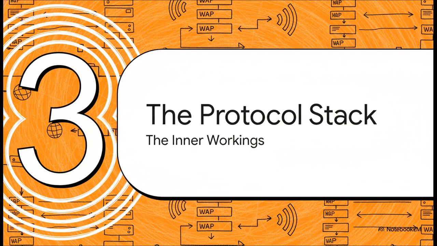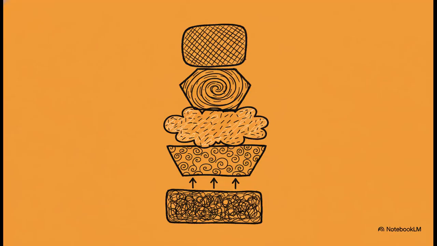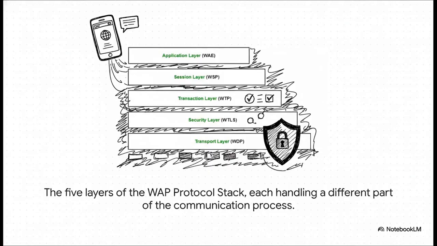Okay, now that we've got the big picture, let's zoom in even closer. We're going from the overall system to the specific layers of technology inside WAP that made this whole conversation happen. This is where the engineering gets really elegant. WAP's architecture is built on something called a 5-layer stack. A good way to think about it is like a stack of building blocks. Each layer has a very specific job to do, and it provides a service for the layer that's sitting right on top of it. And here they are, all 5 layers.